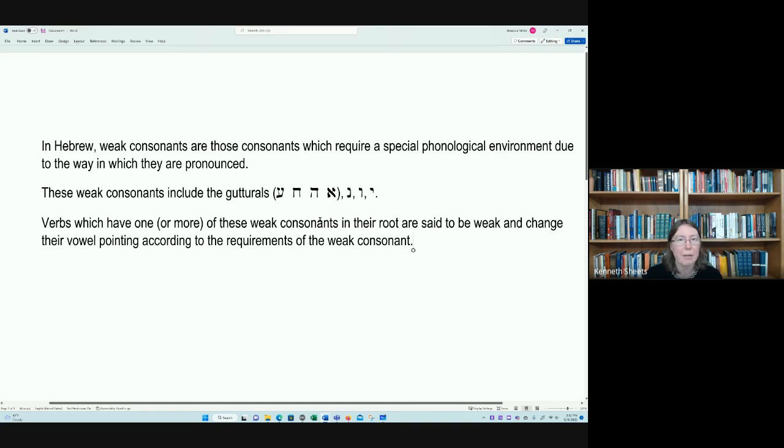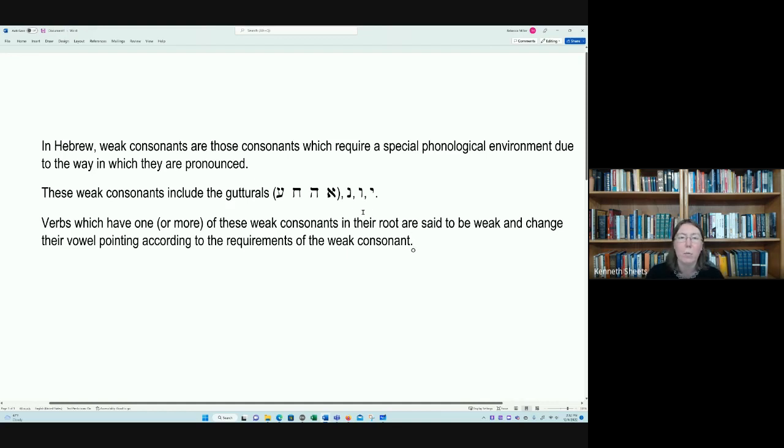And then some other things as well. The gutturals can't take the dagesh forte, and that comes into play, especially when you're dealing with the piel or pual stem. The noon requires special things because remember, when a noon is vowelless, it has a tendency to assimilate, that is, it will disappear.